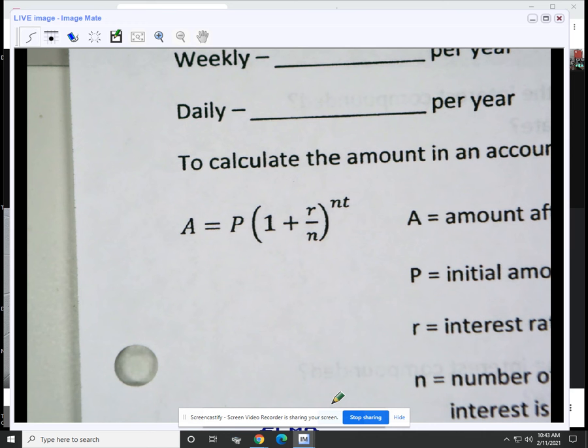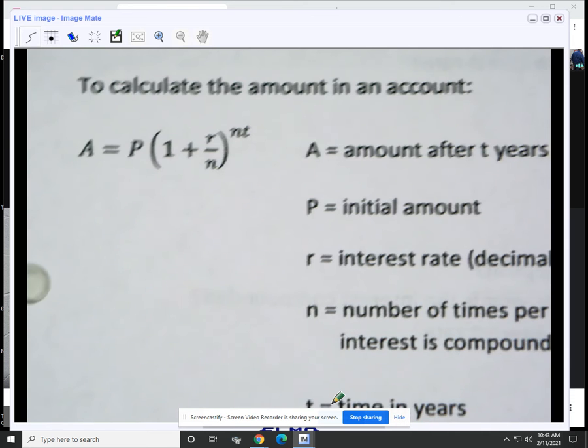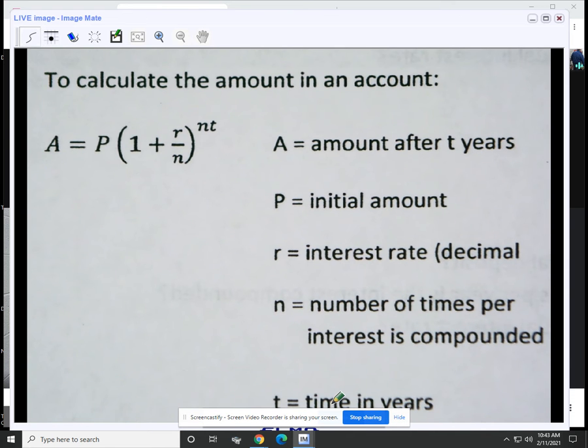For N, you're going to put number of times compounded. And then T must be time in years. You can kind of see this right here to the right. N is the number of times it's compounded per year, and then T is time in years. So write that formula down, and let's talk about above this on the note sheet.